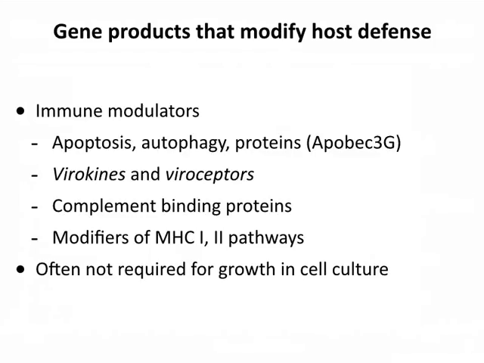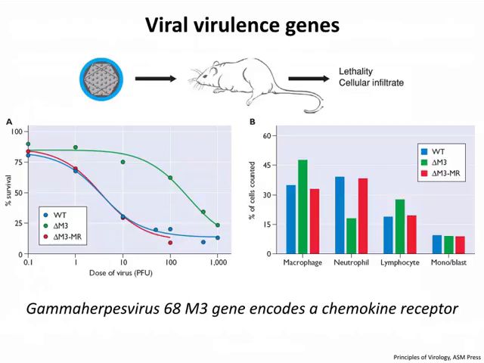So you can make mutations in these genes. The viruses will be less virulent. But those viruses do not have any defect in cell culture because there's no immune response in cell culture. You don't need these genes for replication in a cell culture, but you do in an animal, and that's why knocking them out affects the virulence.